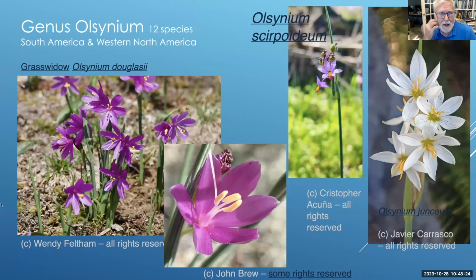Olsynium is a Pacific Northwest plant, a grass widow. And obviously, if you can grow it in the Pacific Northwest, you should be able to grow it in probably zone 7 or 8 in most of the country. But it's a fairly attractive plant. It also has relatives, other Olsyniums that grow in Chile, in the Andes. Okay, let's go to the next one.